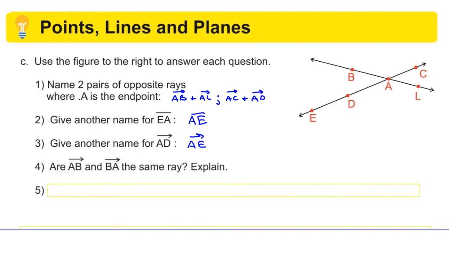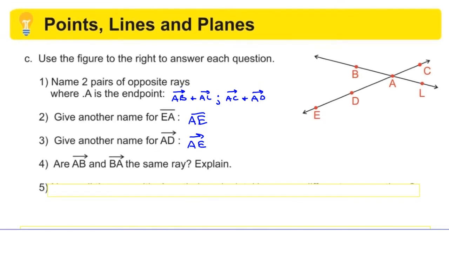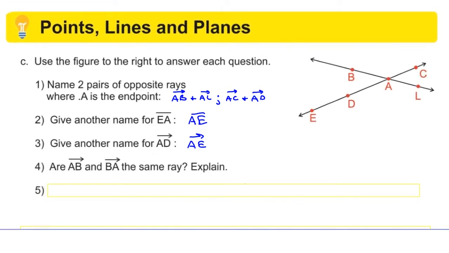Number four, are ray AB and ray BA the same ray? Are ray AB and ray BA the same ray? The answer is no. My explanation would be they have different endpoints, therefore they cannot be the same ray. So one starts at A and goes in the B direction. The other starts at B and goes in the A direction.